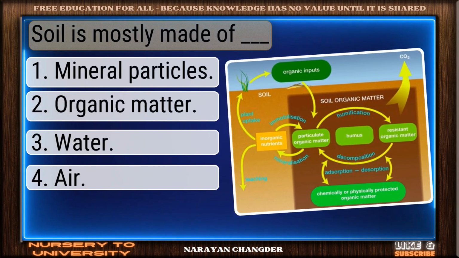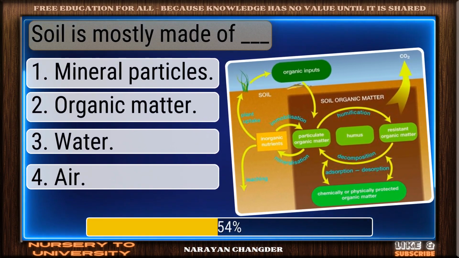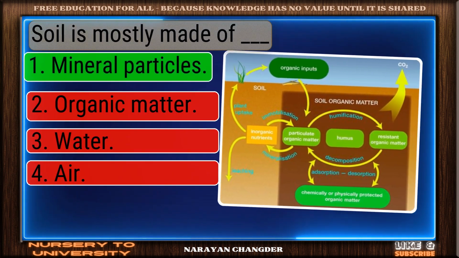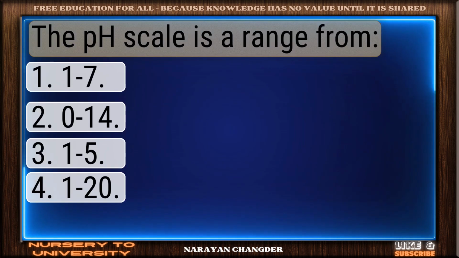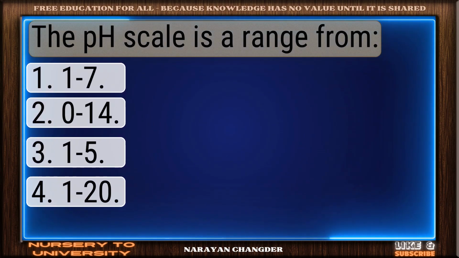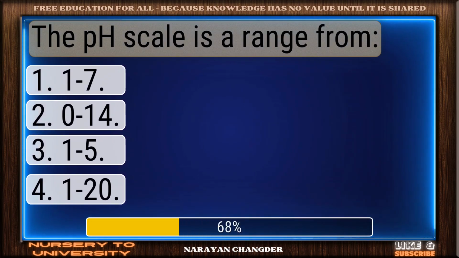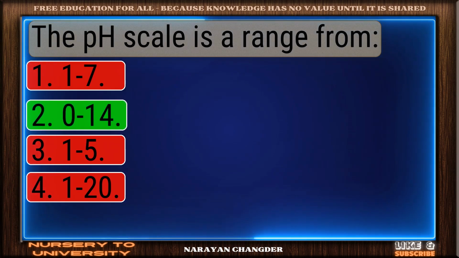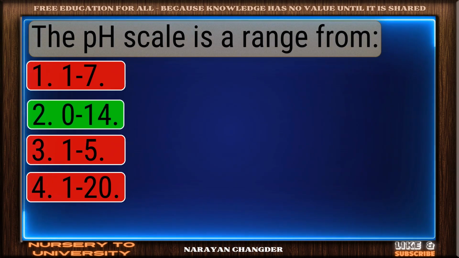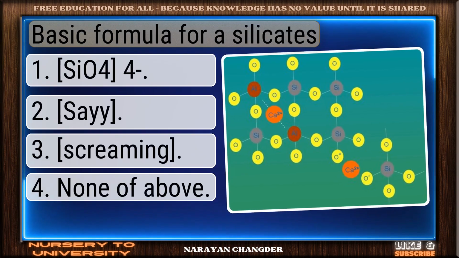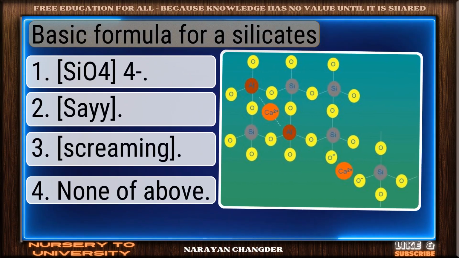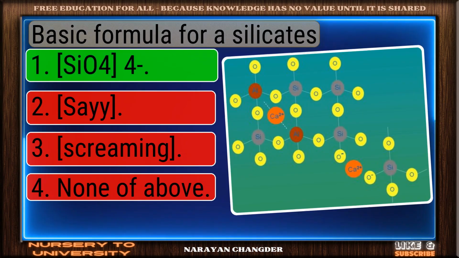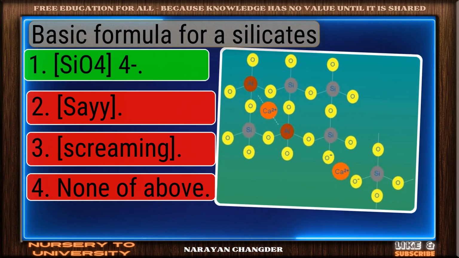Soil is mostly made of dash. Nicely done. Mineral particles is a solid answer. The pH scale is a range from... Clear logic. Your choice 0 to 14 is sound and 100% true. Basic formula for silicates. Smart move. SiO4 is an accurate answer.